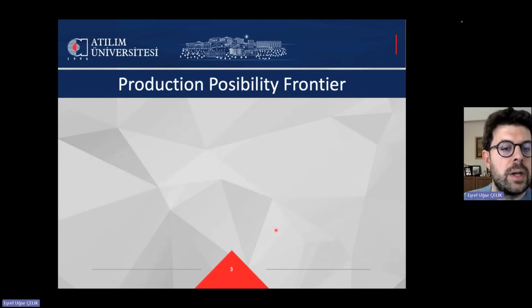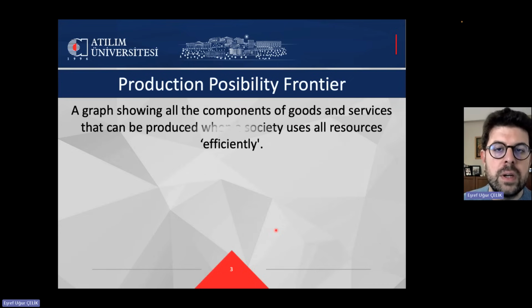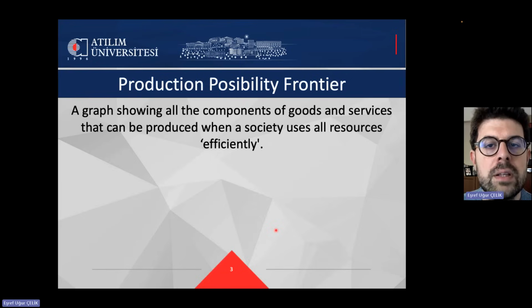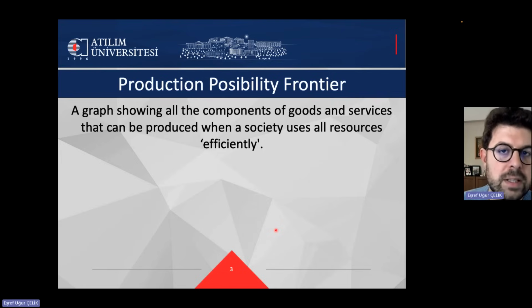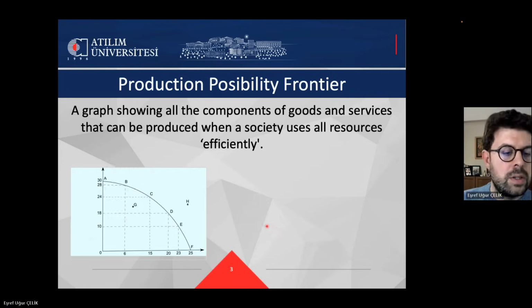Then we talked about the production possibility frontier curve. The production possibility frontier is a curve that shows that when you use resources efficiently, what combination of goods you produce. What's the combination of what you produce? So the production possibility frontier is like that. You can see over here.